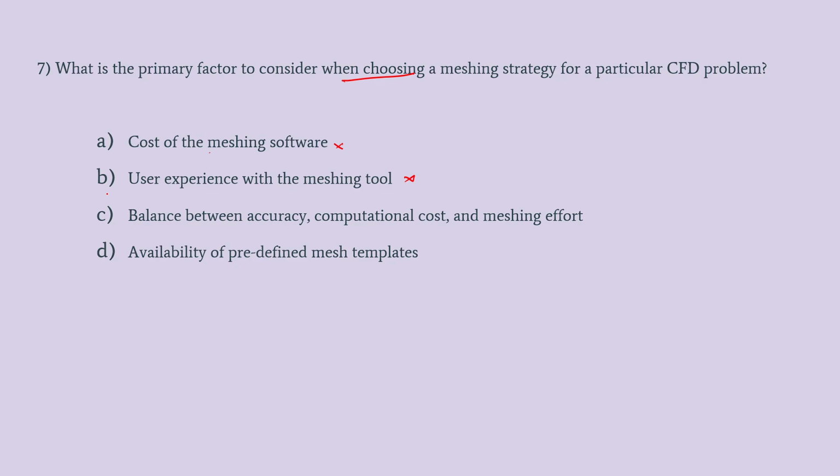So, for that, option C, that is balance between accuracy, computational cost, and meshing effort. Thus, we should be balanced. We need good accuracy, but without increasing the computational cost and meshing effort beyond some considerable level. So option C is our answer.